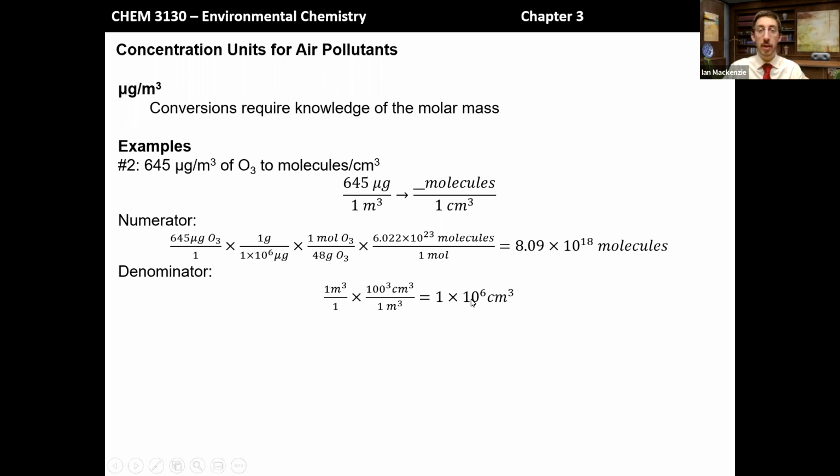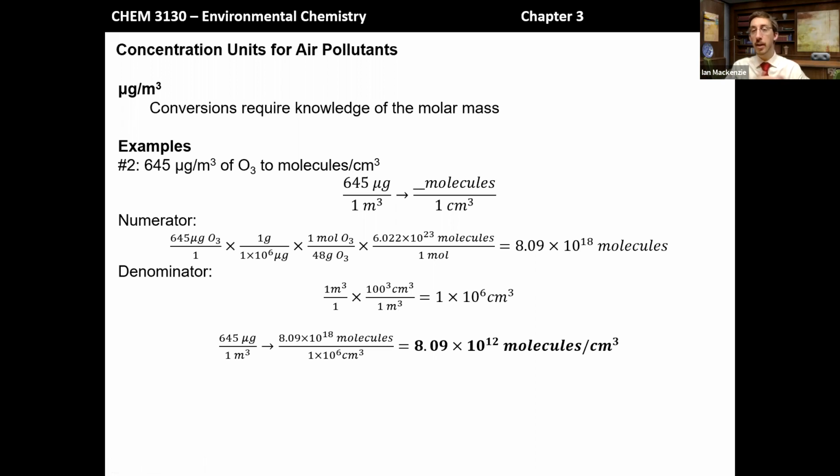I come out with there being essentially 1 million cubic centimeters per cubic meter. I have the numerator and I have the denominator. I essentially just plug those values in and I come out with there being 8.09 times 10 to the 12th molecules per cubic centimeter. So this is how we use this new unit for air pollutants, but essentially a new concentration unit.